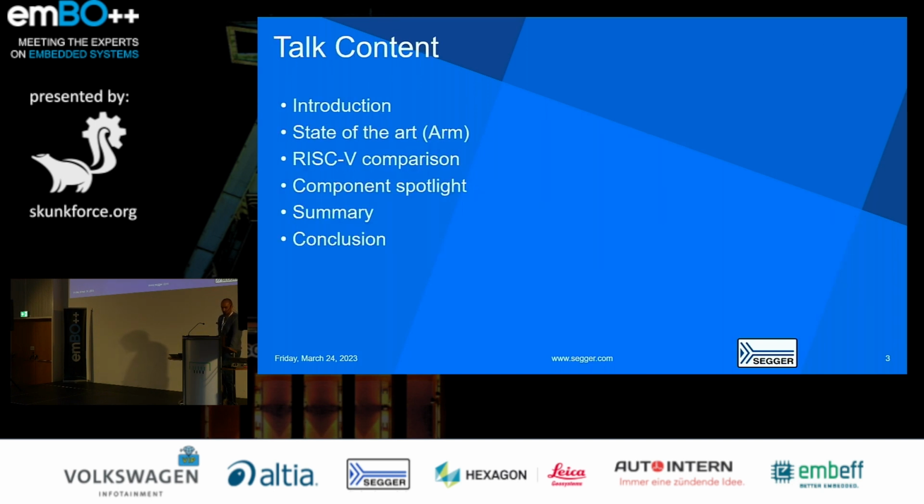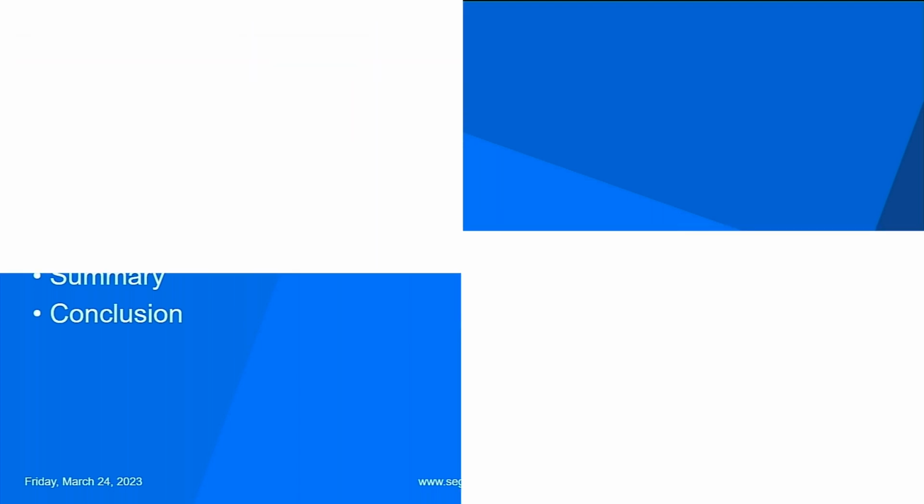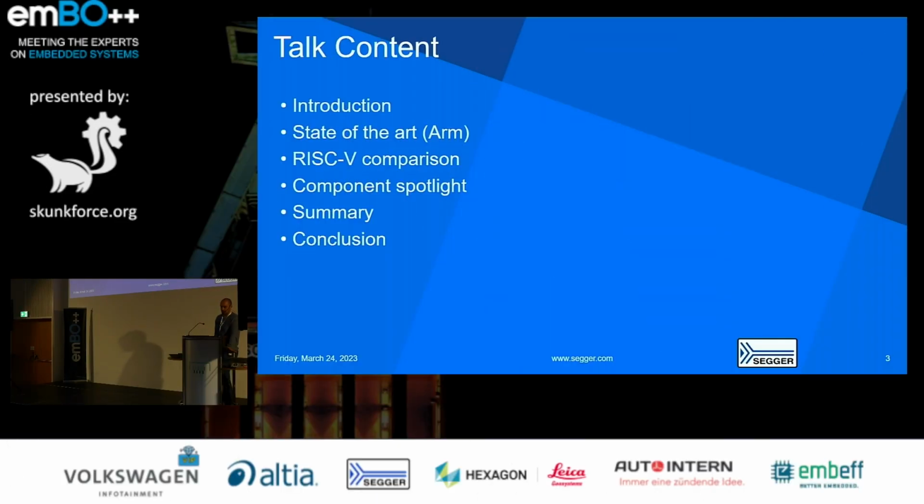So what will the talk be about? First I will talk a bit about tracing. What is tracing? Then we will talk about the state of the art. Here, for state of the art, I will tell you what ARM is doing, because currently ARM simply has the biggest market share for trace-capable target devices. This is why I will focus on ARM here. Then I will compare this to what RISC-V is currently standardizing and implementing. Then I will put the spotlight on some of the components, how they're working, what features you have there. And then we have a little summary and a conclusion.